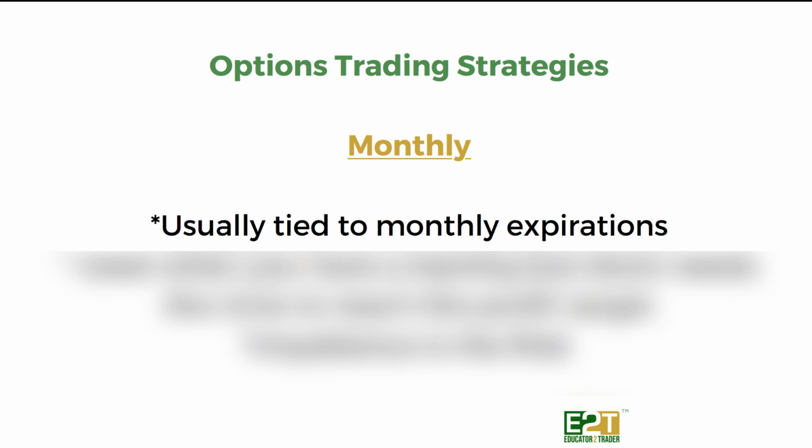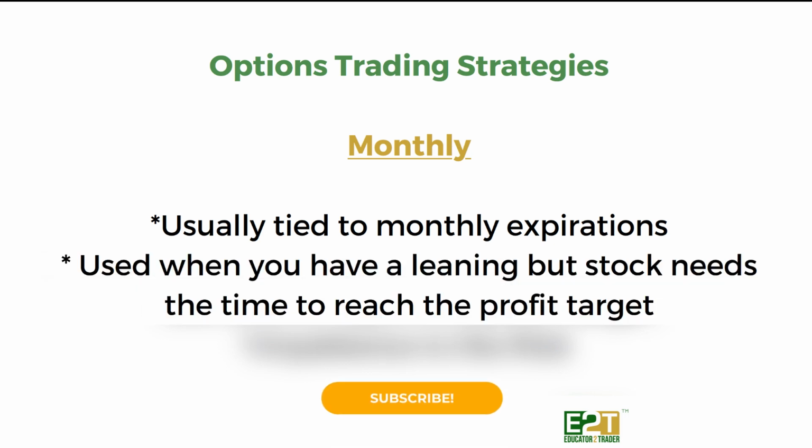Open interest is on those days. Getting in and out of your trades may not be difficult because there's a lot of volume there that can help you. This is generally used when you have a leaning, but your stock needs the time to reach the price target. Perhaps you say, I believe it's bullish, but it's got an ATR of 1 and I'm looking for it to get $5 or $10 away.